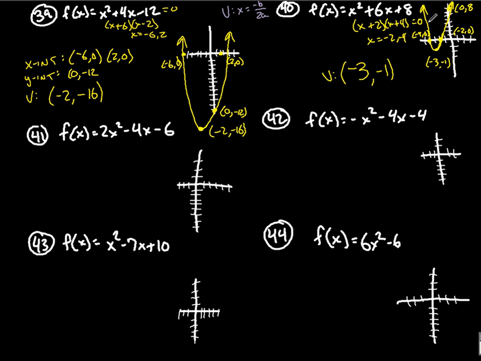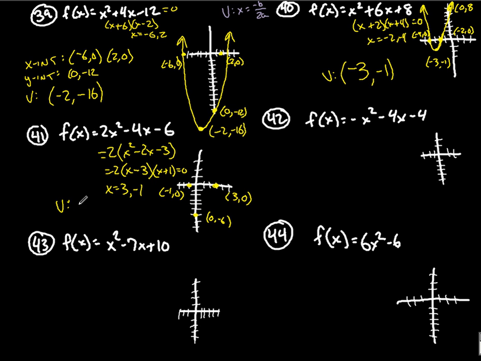41. Y-intercept is actually going to be at -6. 1, 2, 3, 4, 5, 6. So that's my 0, -6 there. I'm also going to have my x-intercepts. Let's factor this if I can. So I'm going to factor out a 2 first. I'll have x squared minus 2x minus 3 left, which means that'll go x minus 3, x plus 1. So that means I'm going to have x equaling 3 and -1. So at +3 is one point, at -1 is the other point. -1, 0, +3, 0.